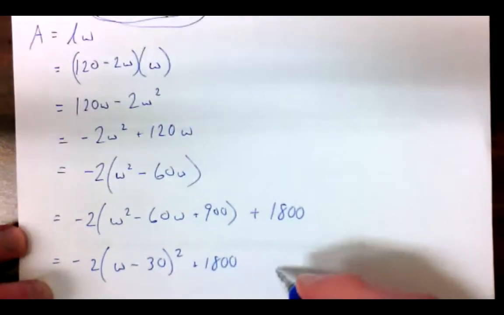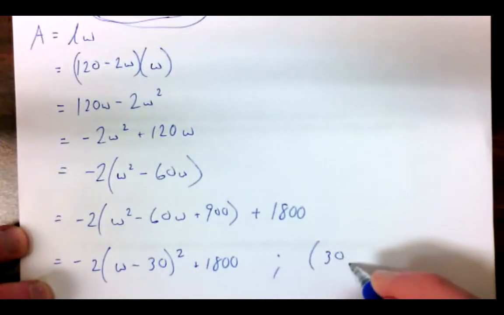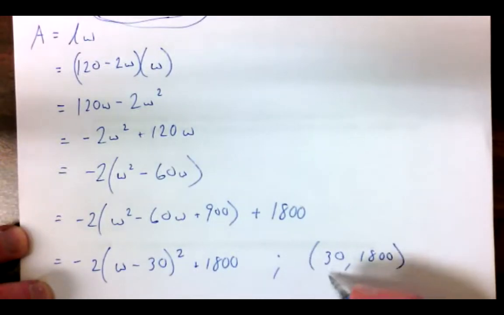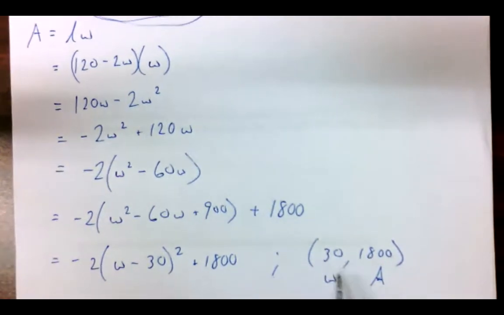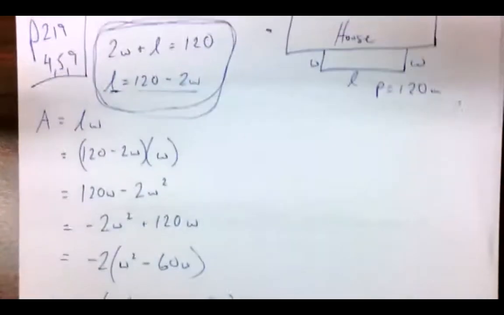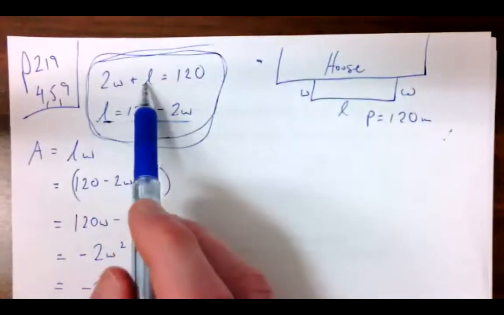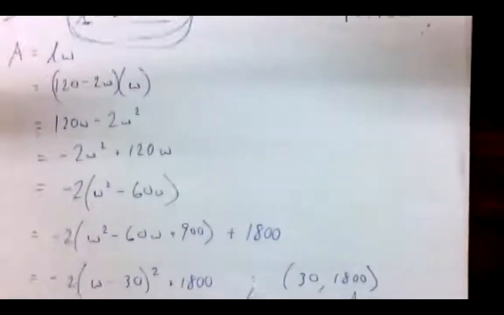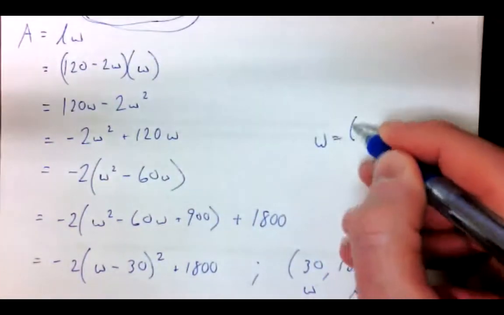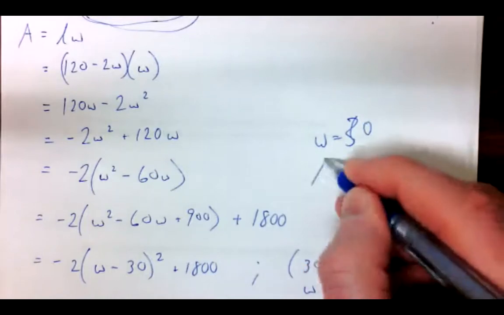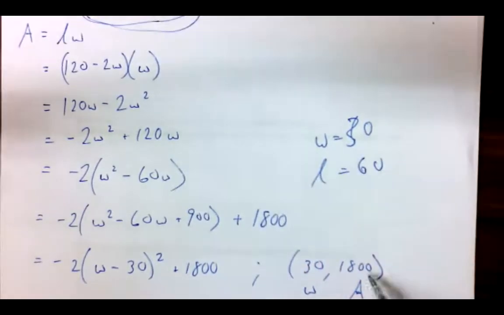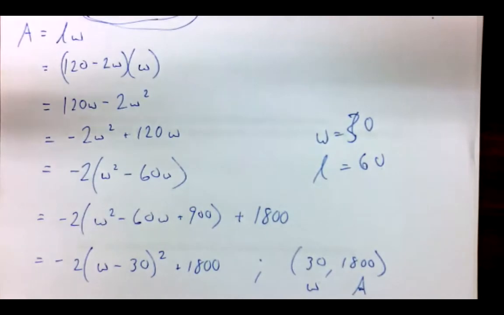Our vertex is 30 and 1800. This is the width. This is the area. If this is the width, remember 2W plus L equals 120. If W equals 30, that's 60 plus L equals 120. So L has to be 60 as well. So the width equals 30, length equals 60, 30 times 60, 1800 for our area. Probably in meters. Where are we? Yeah, meters.